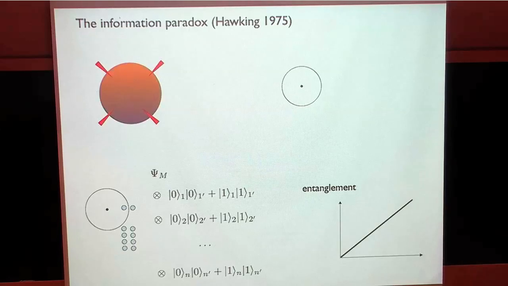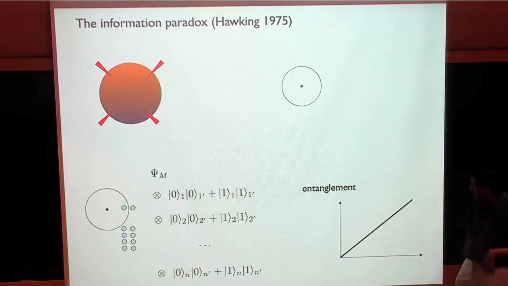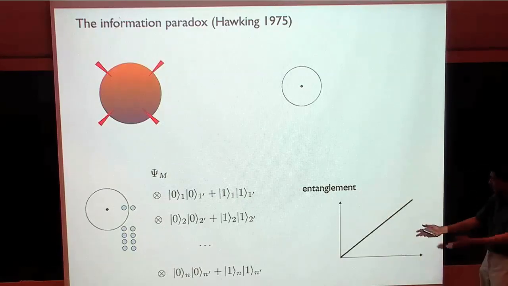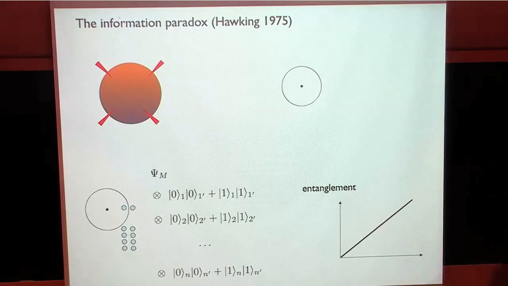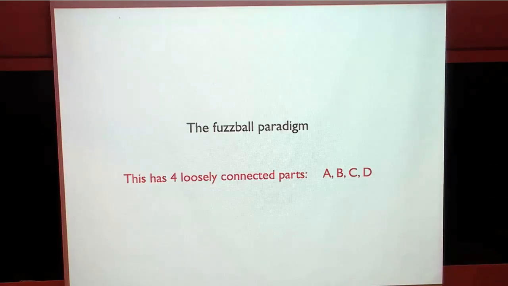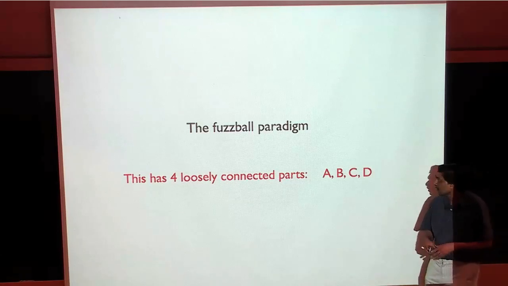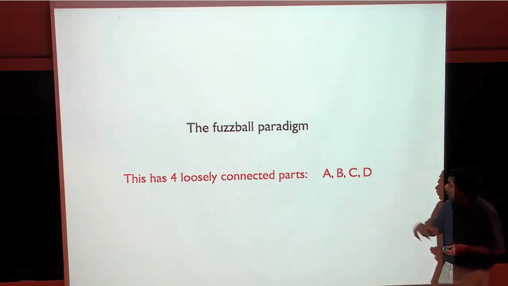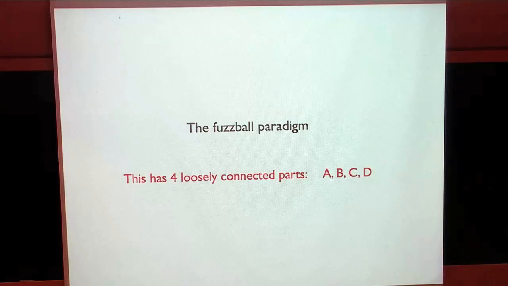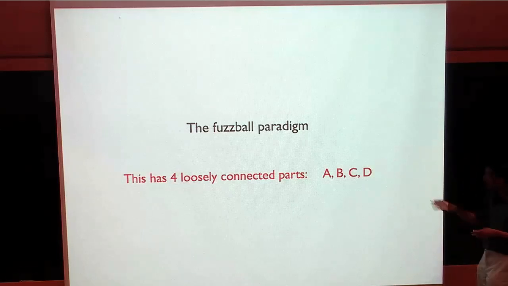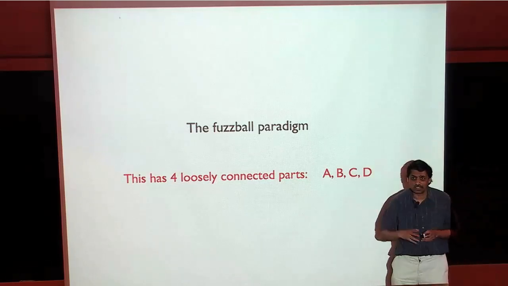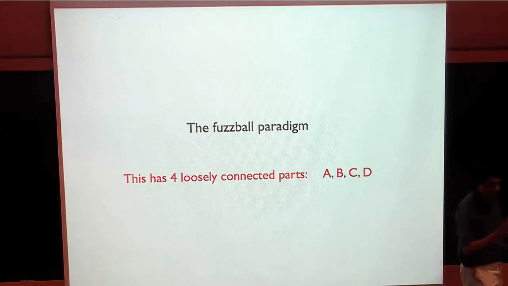So let's just begin with the information paradox. You take a black hole or some star, it collapses, makes a black hole. Then you get the entangled pairs at the horizon. And at least at this leading order, you can see the entanglement just keeps rising. So at the endpoint of evaporation, you have a problem. The way I would like to think about black holes is through what we now call the fuzzball paradigm, which has roughly four loosely connected parts. I've just called them A, B, C, and D, so I can roughly review them, and then I'll get down to the actual complementarity issue.